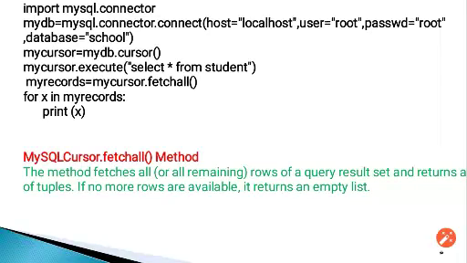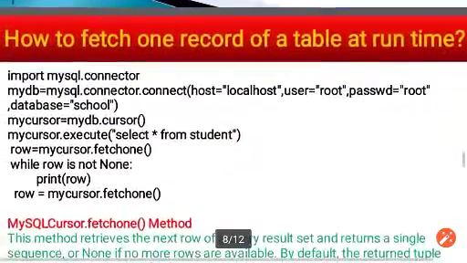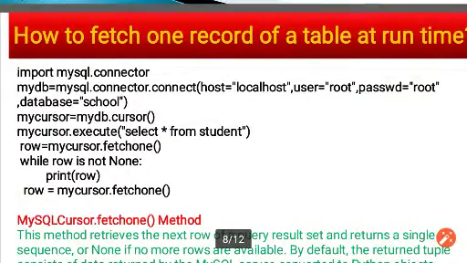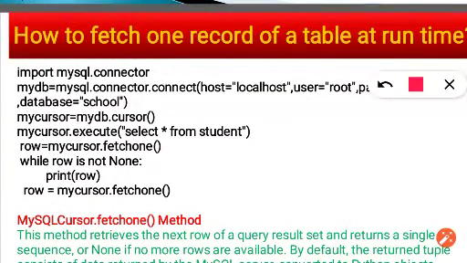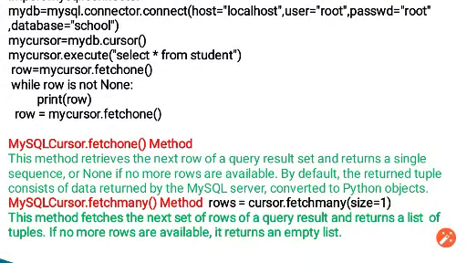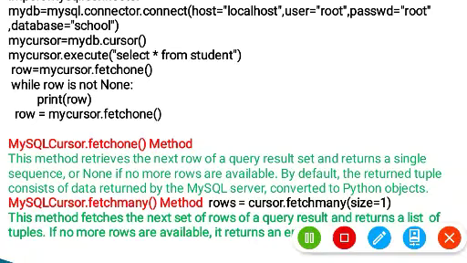Hope this is clear. In the same way, like fetchall, we have got fetchone and fetchmany. Like we have got fetchall, in the same way we have used, just see over here, mycursor.fetchone. So this will give you only a single row. You can see that this method retrieves the next row of a query result set and returns a single sequence. So a particular sequence will be given.